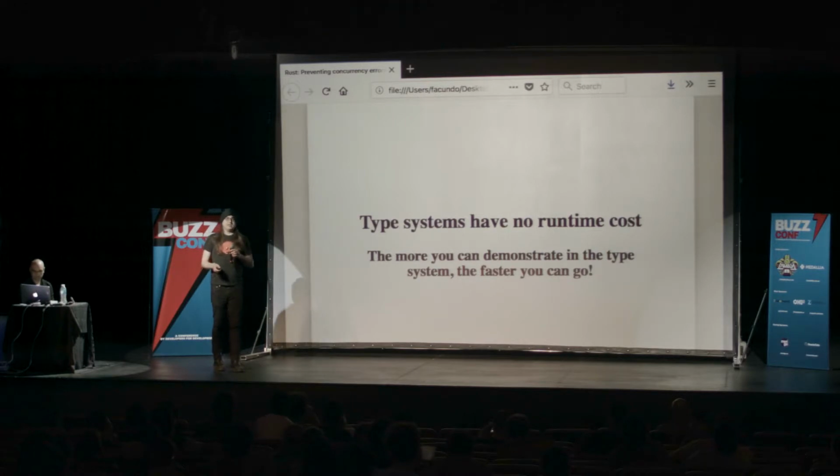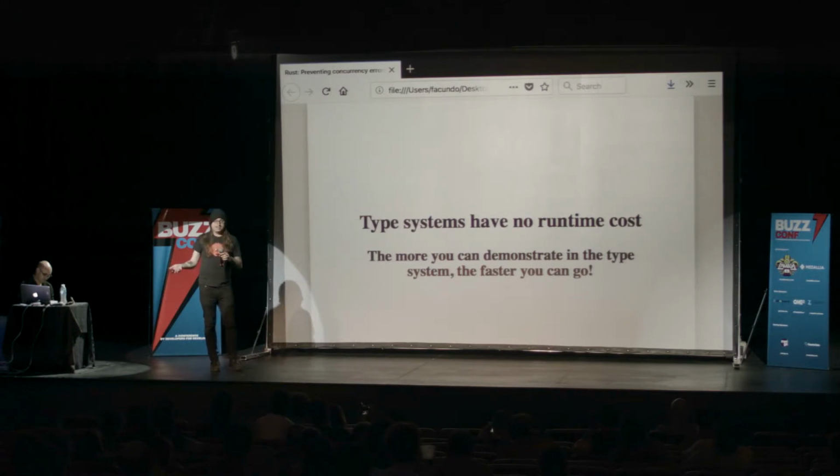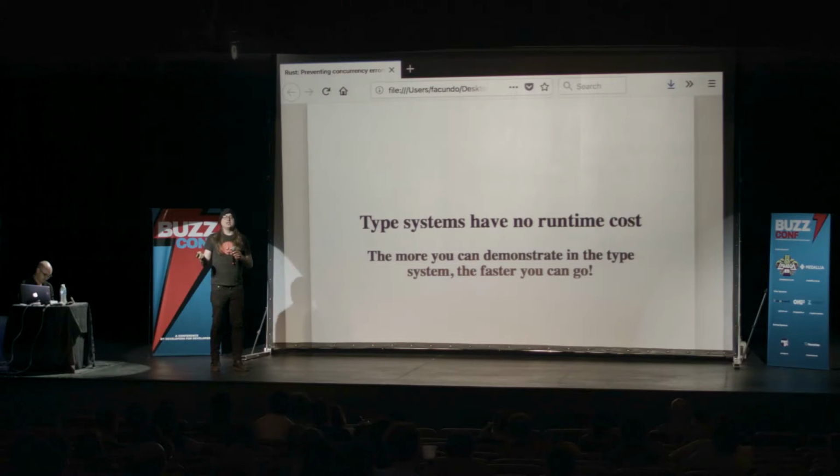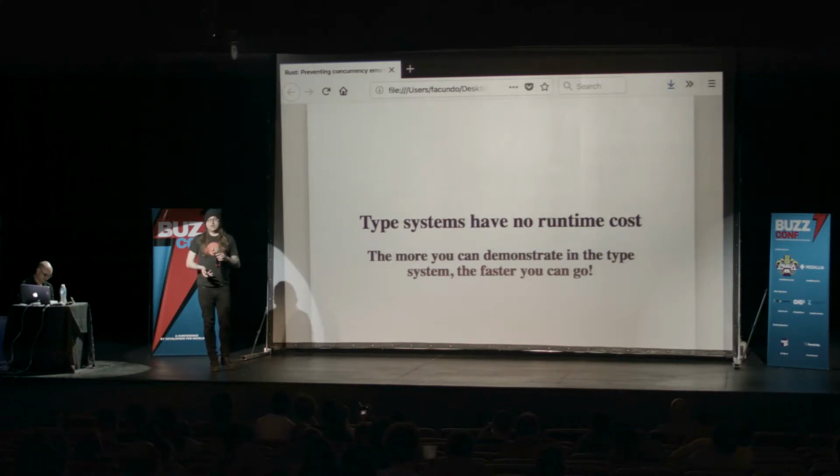One of the primary ways that Rust accomplishes this goal, and I put this in the title of this talk, is solving concurrency issues at compile time. One thing that's really nice about types is that types are a compile time construct, which means they have no runtime cost. So if we can prove things about our program in the type system, we pay nothing at runtime. And so this is really, really important. Again, in a language that's so focused on runtime performance, the fastest code is the code that never runs, right?